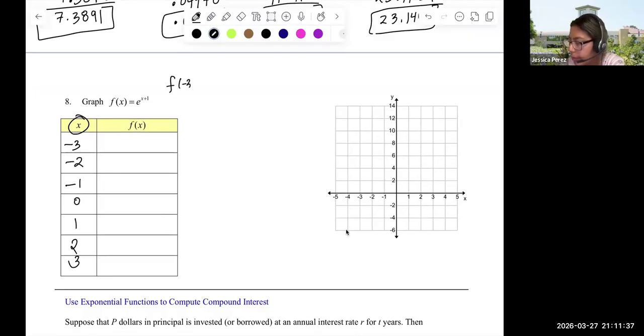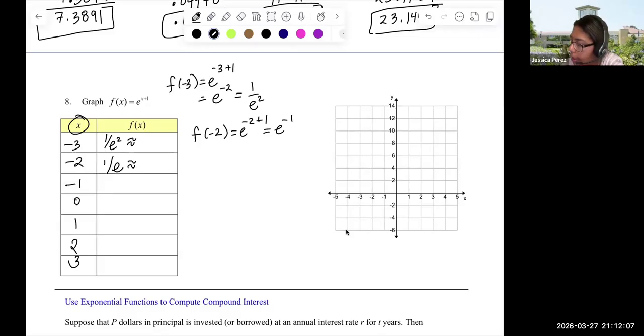So f of -3 will be e to the -3 plus 1, which is e to the -2, or 1 over e squared. We are going to be using our calculator for all of these values. So this is 1 over e squared, and I'm going to be approximating the answer. f of -2 will be e to the -2 plus 1. It's e to the -1, 1 over e. I'm going to approximate it using my calculator. f of -1 is going to be e to the -1 plus 1. That's e to the 0, or 1.